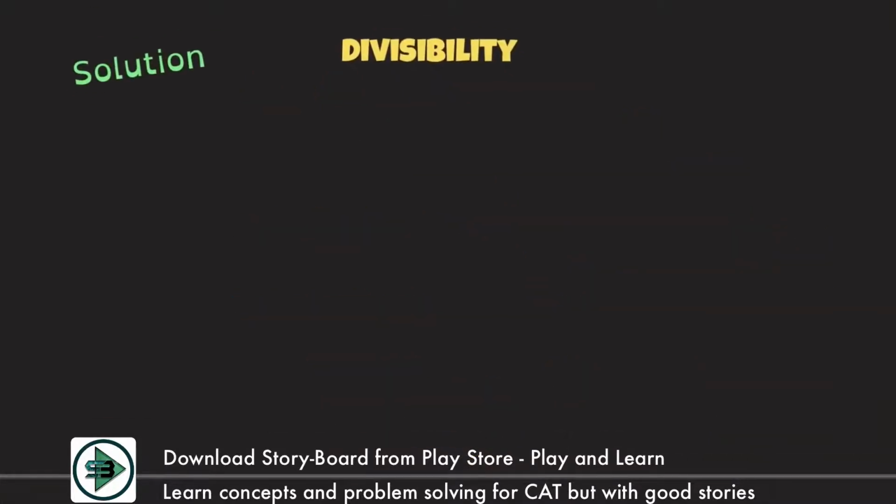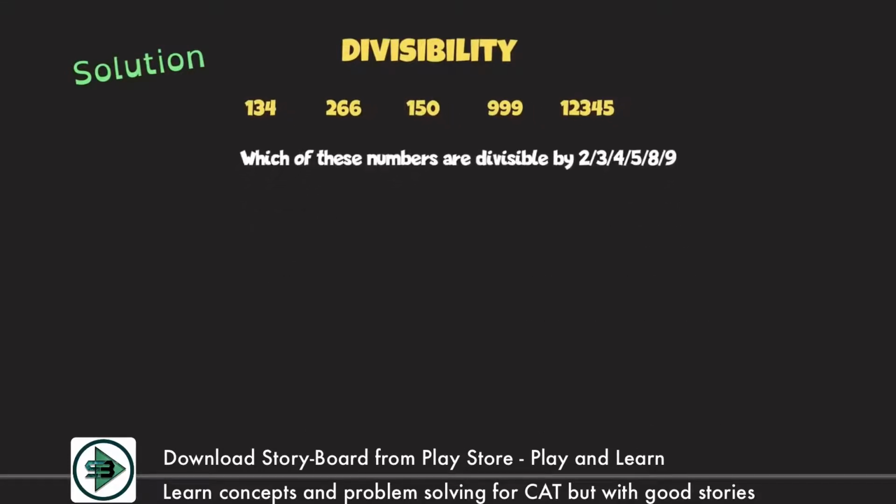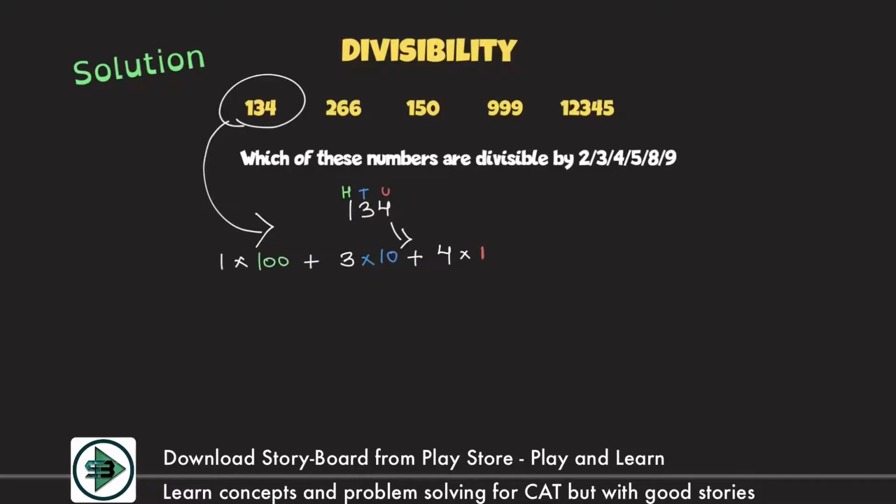Now let's decode the logic of divisibility. I gave you a number and asked which of these numbers is divisible by the following numbers. So let's take the first number, which is 134. Unit digit 4, tens digit 3, hundreds digit 1. What is the meaning of this? There are 4 ones, the unit. There are 4 ones in this, 3 tens in this, that's why tens digit, and 100 in 134. So if I add individually 100, 3 tens which is 30, and 4, I get 134. That's how I get the sum.